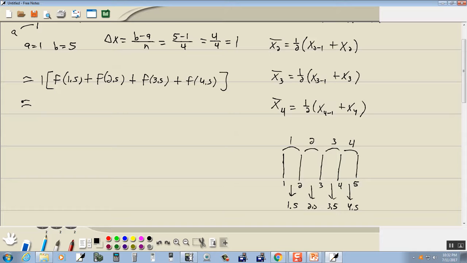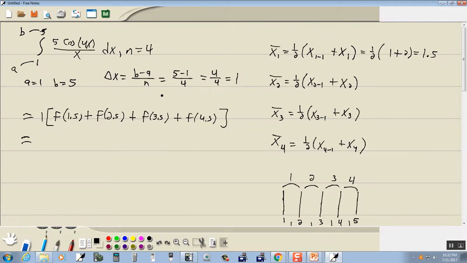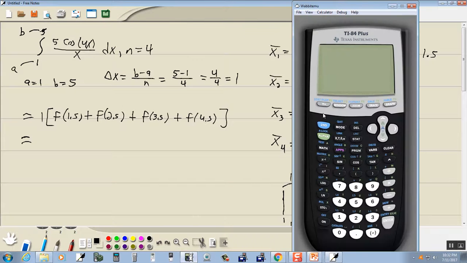Now the 1 is trivial at front, so I don't need to worry about it. If I plug this into the calculator, and this is the part I'm not quite sure about if I need to have in radians. I think I do. And if I go to y equals, clear, and I put parentheses on top, so I got 5 cosine 4x, close parentheses, divide by x.